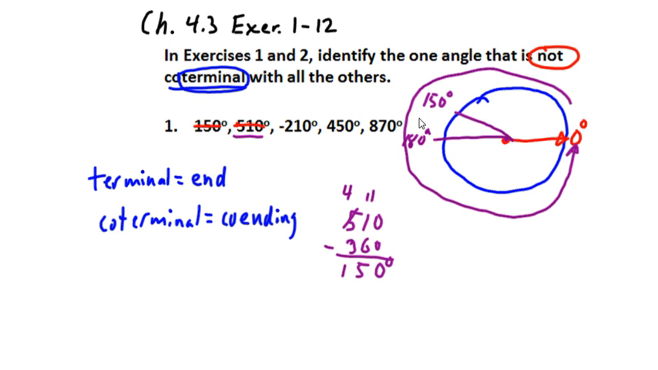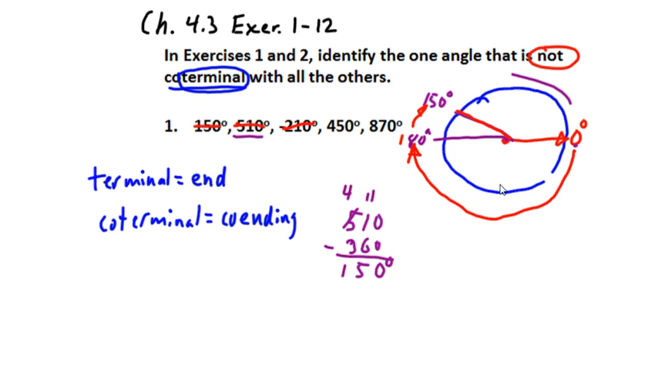Next, negative 210 degrees. I want to clean this up a little bit to allow us writing room here. Okay, negative 210 degrees is going this way, and here we have negative 180 degrees, and another 30 gets us to negative 210, which gets us to the same place as our original 150 degree angle.